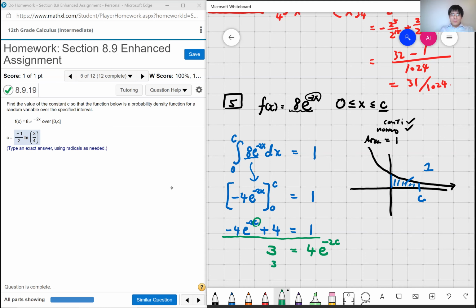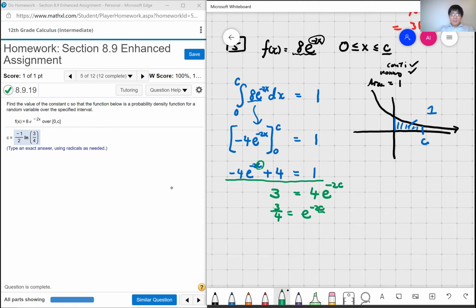Next, divide both sides by 4 to make it like this. And this is an exponential equation. So let's use a log to rewrite this expression in terms of log. So this is the same thing as ln of 3 over 4 is equal to negative 2c.